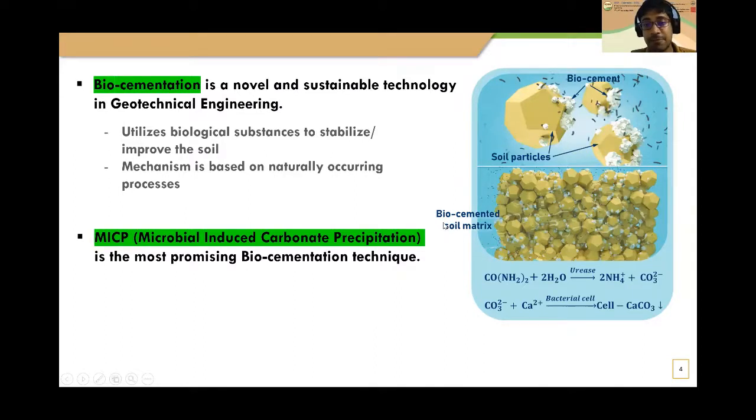in fact, a number of bacteria are available in natural soil. And some bacteria have the capacity to produce urease enzymes. This enzyme can catalyze the hydrolysis of urea and produce ammonium and carbonate ions. With the supply of calcium ions, calcium carbonate would precipitate. The calcium carbonate that is formed by the biological process is defined as biocement and has the capacity to bind the soil particles and to increase the strength and stiffness.